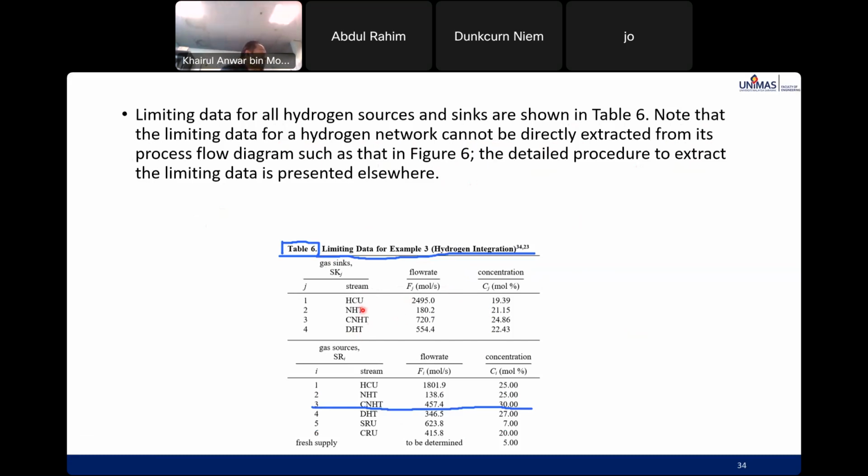So we have 1, 2, 3, 4 gas sinks: HCU, NHT, CNHT, and DHT. The gas sources are HCU, all four, plus SRU and CRU. So SRU or CRU is actually a hydrogen producing facility in this network.